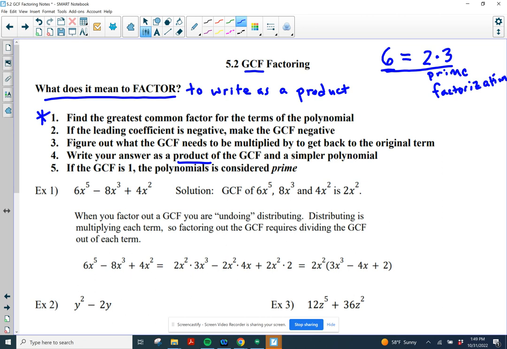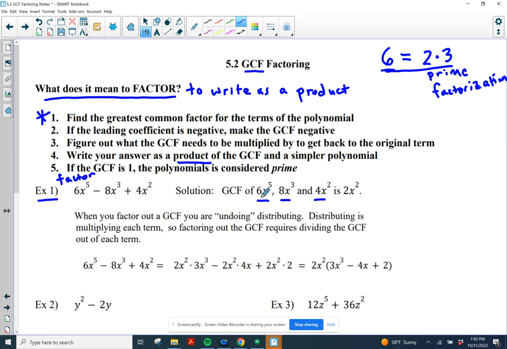So, for example 1, we're going to factor this polynomial. Notice this is a trinomial. It has 3 terms, 1, 2, 3 terms, and we're going to factor out the GCF. So the first thing you have to do is look at the 3 terms. Here they are: 6x to the 5th, 8x to the 3rd, and 4x squared. Your first job is to find the GCF. We look at the coefficients, the 6, the 8, and the 4, and all of those are divisible by 2. But we don't have more than a 2, because 6 is not divisible by 4.